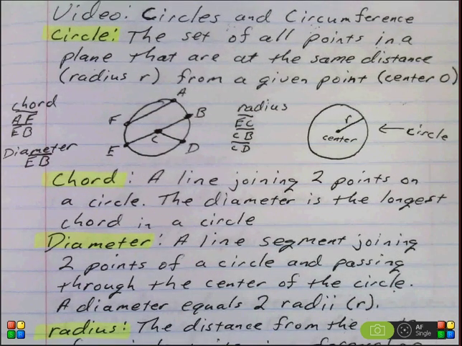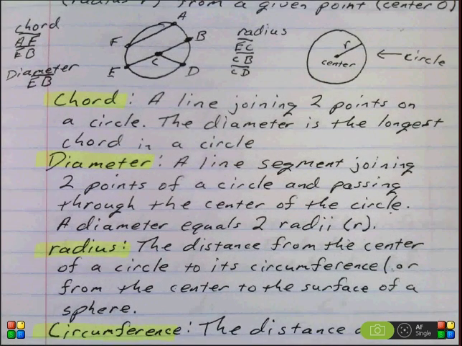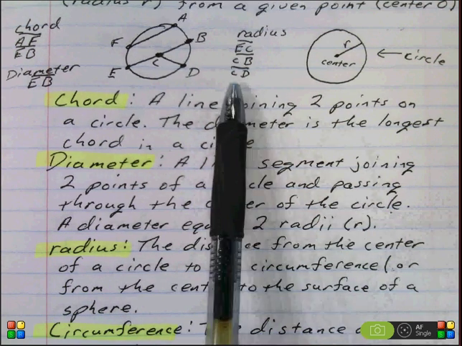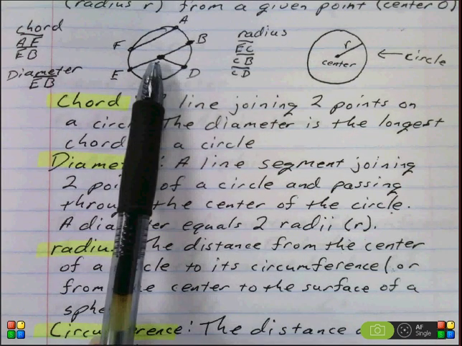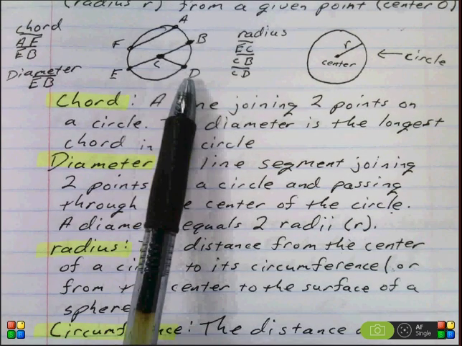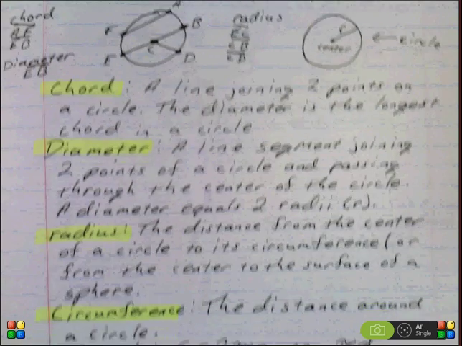So then what is a radius? A radius is the distance from the center of the circle to its circumference, or on a sphere, from the center to the surface. So if we look here, our radii are EC, E to C, which is the center, C to B, and then CD. Those are all radii.